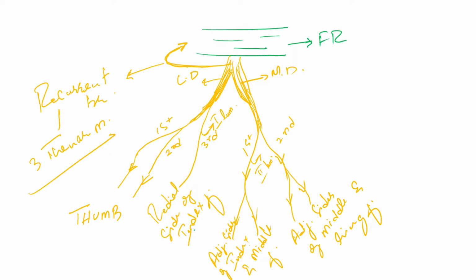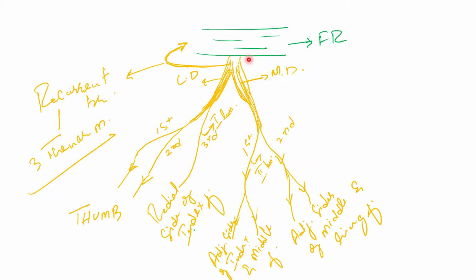I repeat, the median nerve in the palm, once it enters, immediately divides into the lateral and the medial division. Before it divides, it gives one recurrent branch supplying the thenar muscles. The lateral division divides into three palmar digital branches, the first two of which supply the thumb. The third branch supplies the radial side of the index finger. The lateral division gives one branch to the first lumbrical.